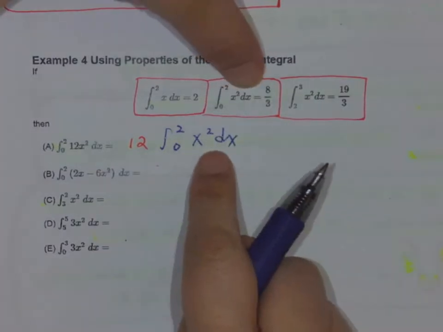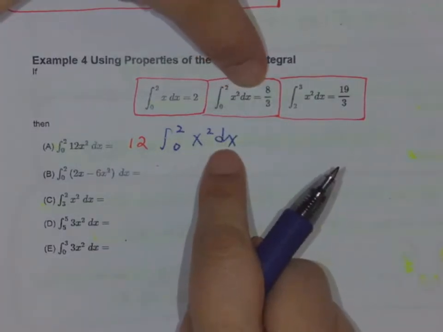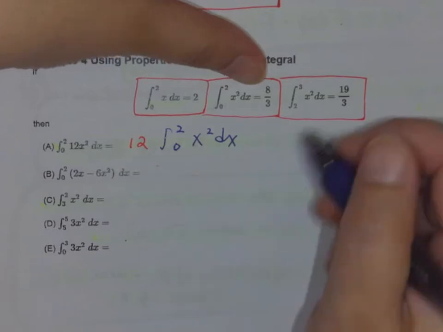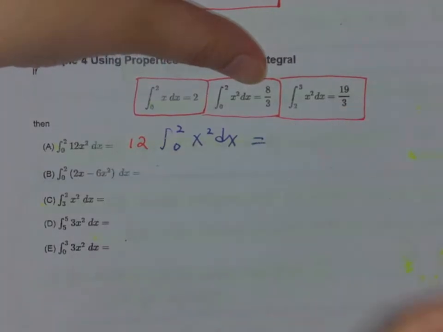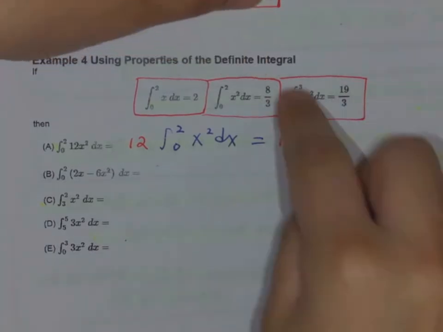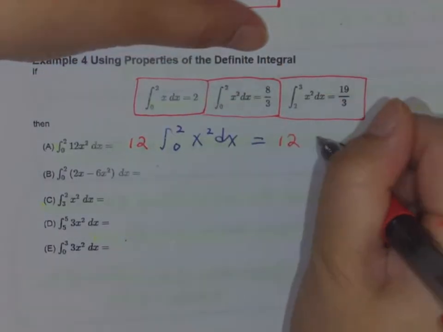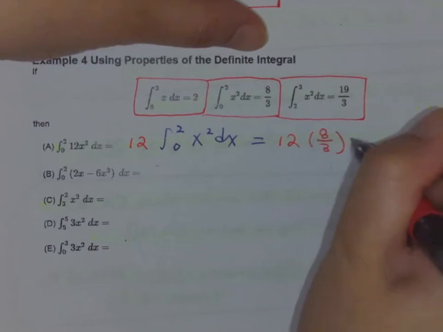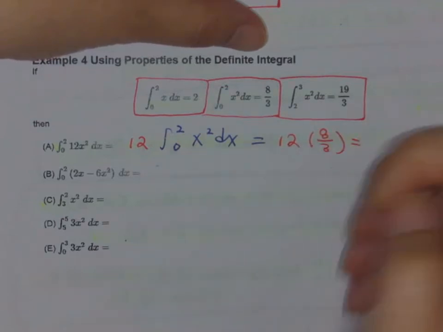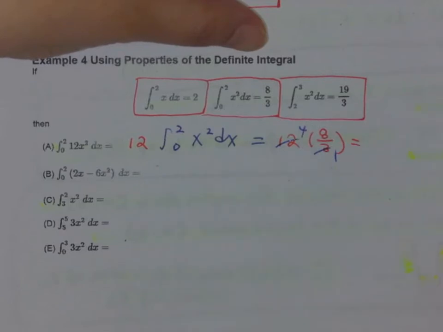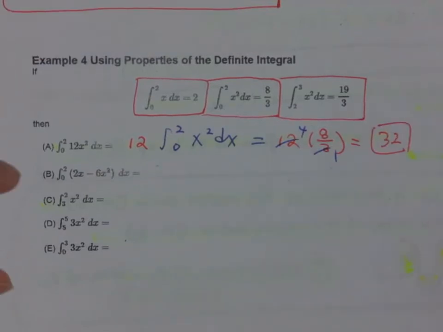So the integral of x squared dx is 8 over 3, right? So I'm going to have my 12. I substitute this whole thing using that, so it's times 8 over 3. So I can reduce it. Oh, sorry. 3 times 4, so together we have 32. Okay, if you want to, you can pause the video and try it.